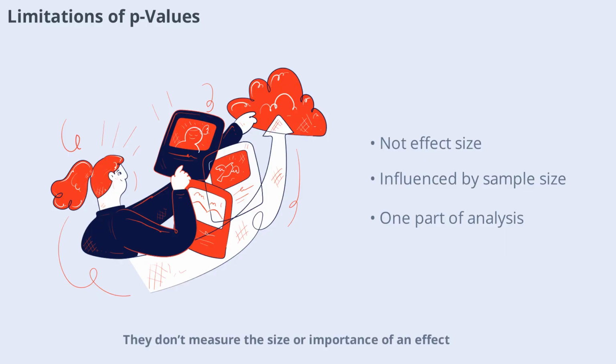They don't measure the size or importance of an effect, and they can be influenced by sample size and study design. Over-reliance on p-values can lead to misleading conclusions, especially if other important factors are ignored. Always interpret p-values as just one piece of the statistical puzzle.